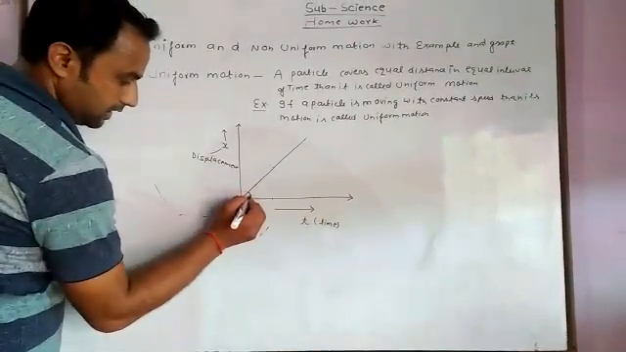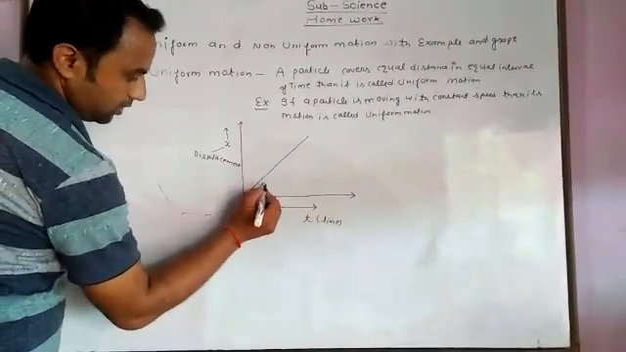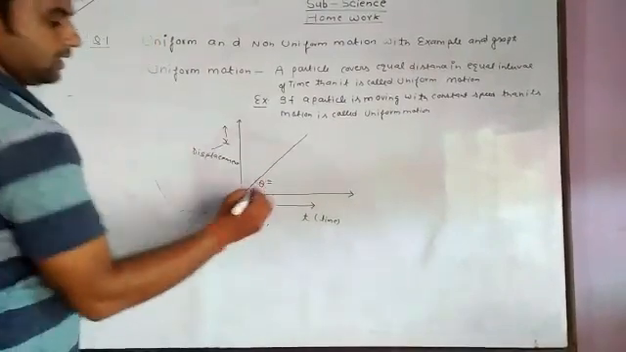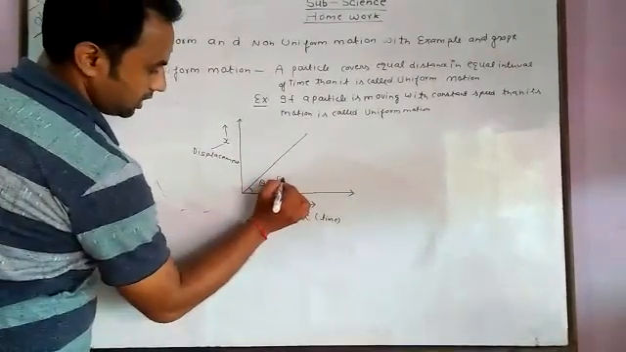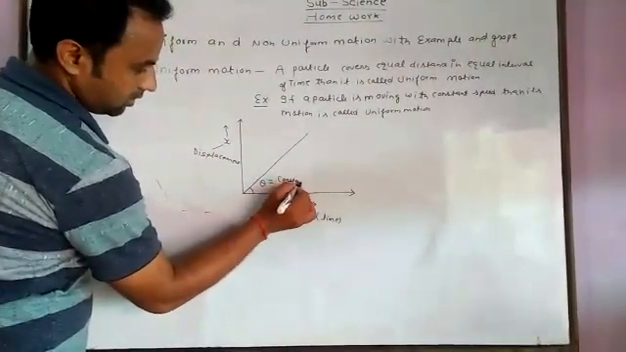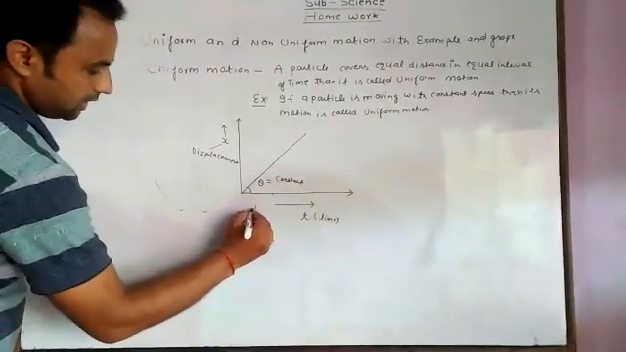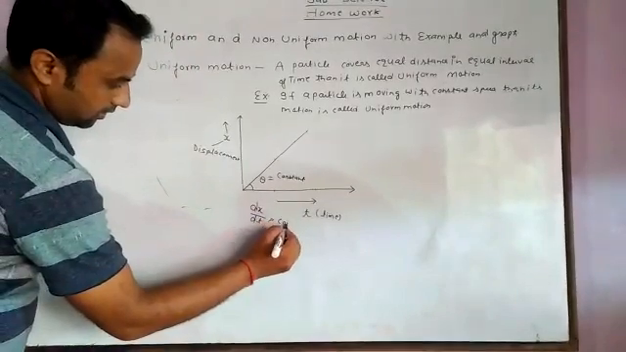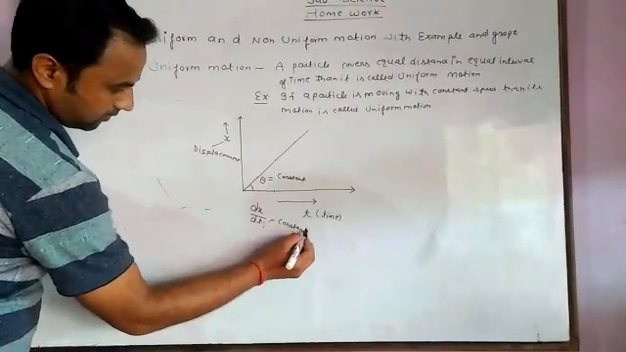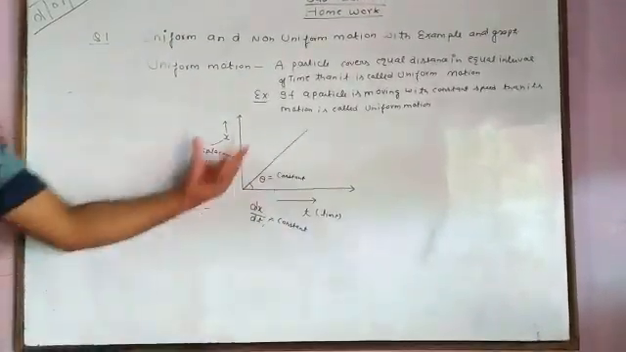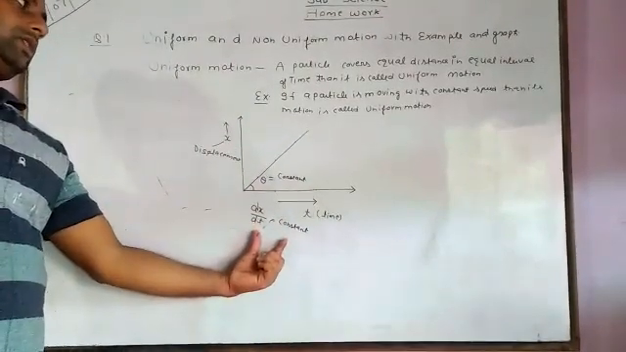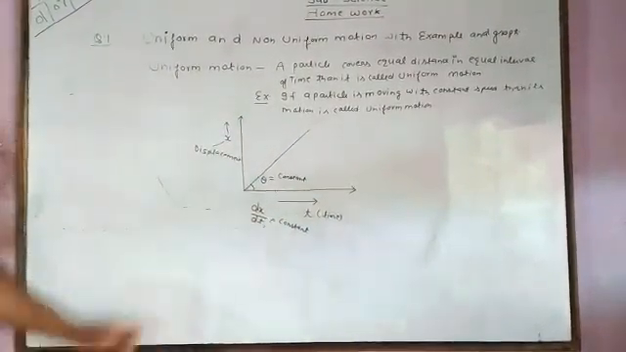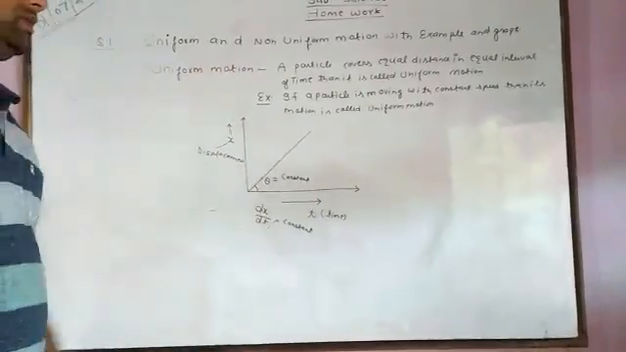And here we can see that this angle is constant. This angle is theta and this theta is constant. If dx over dt is constant, then its motion is known as uniform motion. Otherwise, the motion is called non-uniform motion.